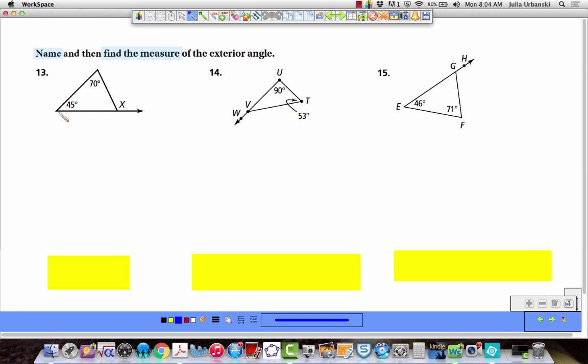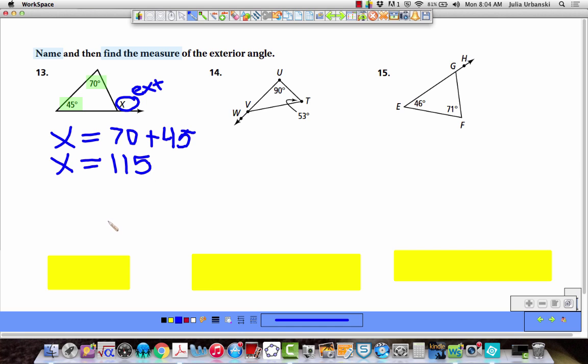Which one's the exterior angle? 70, 45, or X? X is on the outside. This one's the exterior angle. So X equals, what are the two remote angles that don't touch it? The two interior angles that are far away from it? 70 and 45. So those are the two that you can add together. 70 plus 45, and then you have your answer. That is 115, right? Please double check me with your calculator. Okay? So anytime you want to know the outside angle, all you have to do is find the two inside angles that are furthest away and add them together.